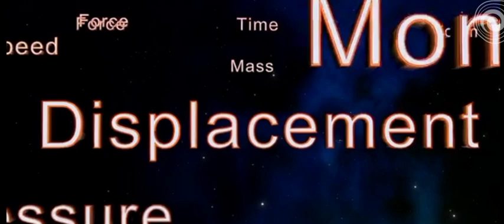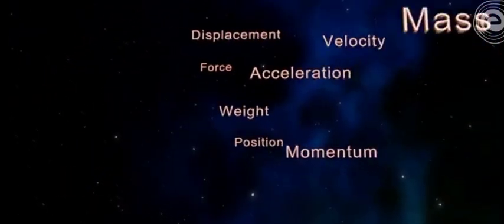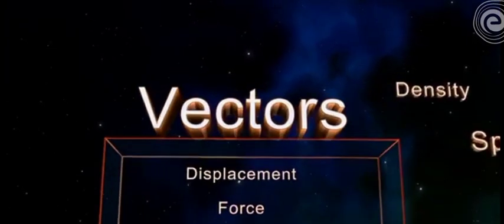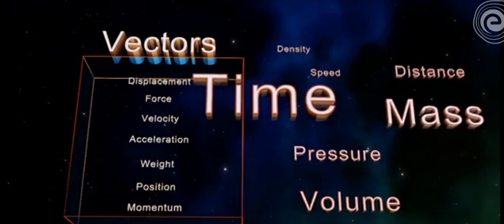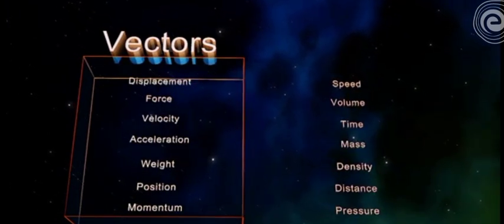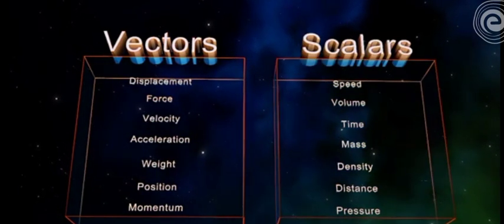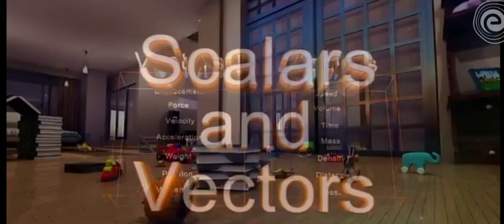Just like displacement, in physics, there are several physical quantities that are incomplete without specifying the direction, called vectors. Then, there are those quantities which do not require direction, and only their numerical value suffices for them. These are called scalars. Let us learn to distinguish between scalars and vectors.